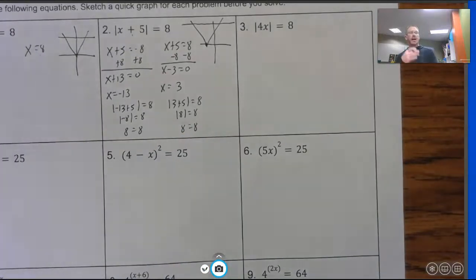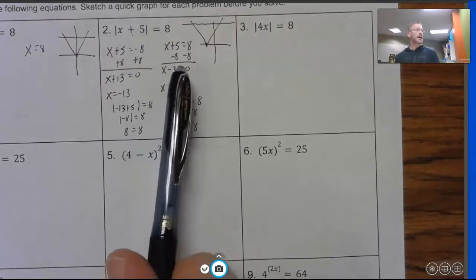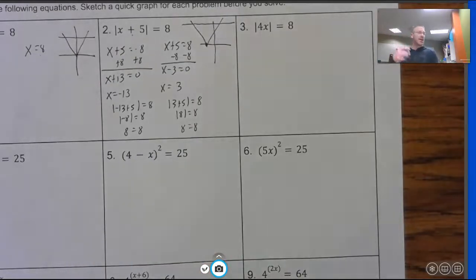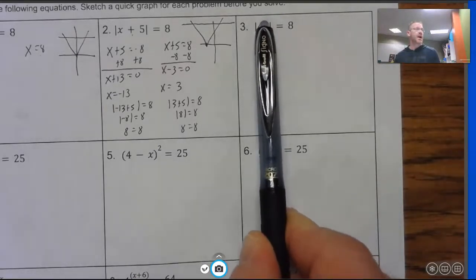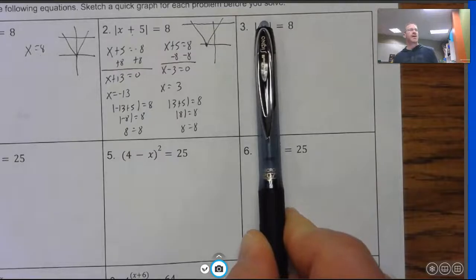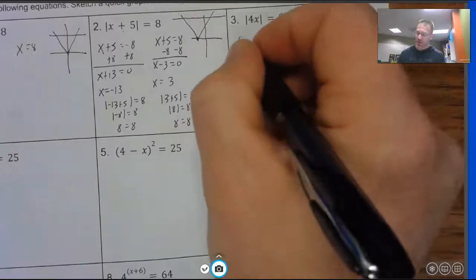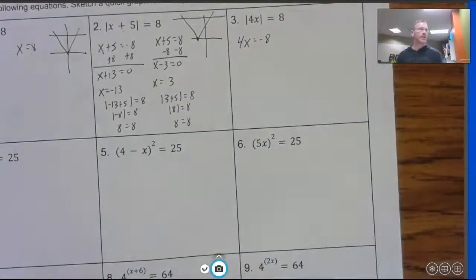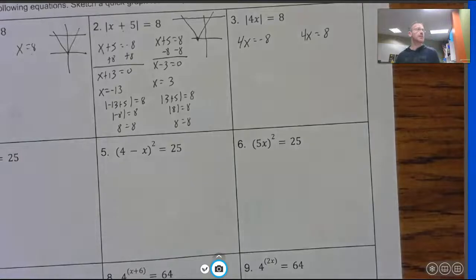All right, so you can see how this works, right? So the big idea is, the math fact isn't going to change. What numbers have an absolute value of 8? Negative 8 and 8, right? What's going to change is what could be equal to that. All right, so let's look at number 3. So once again, the absolute value of something is equal to 8. Well, what numbers have an absolute value of 8? Negative 8 and positive 8, right? Now, what could be negative 8? 4x could be negative 8. Okay. What could be positive 8? 4x could be positive 8.